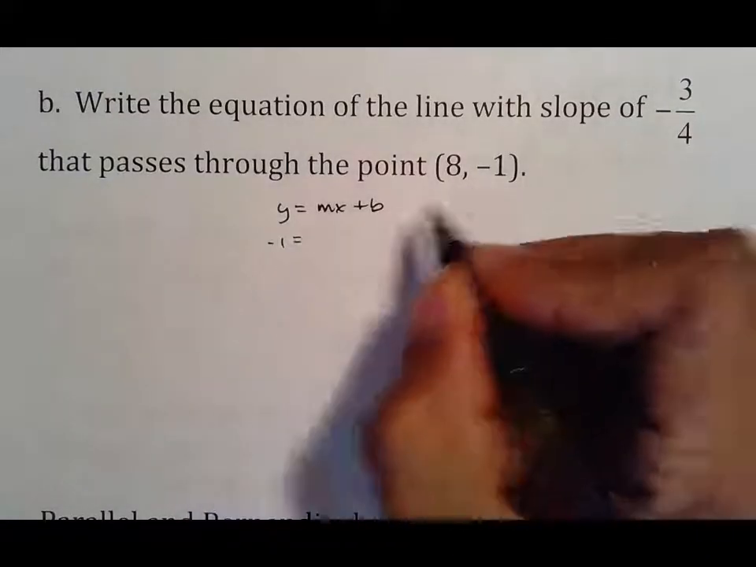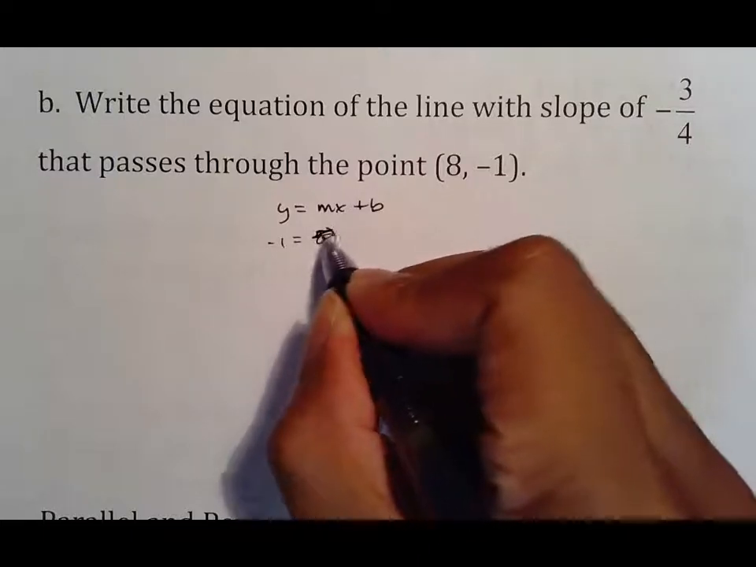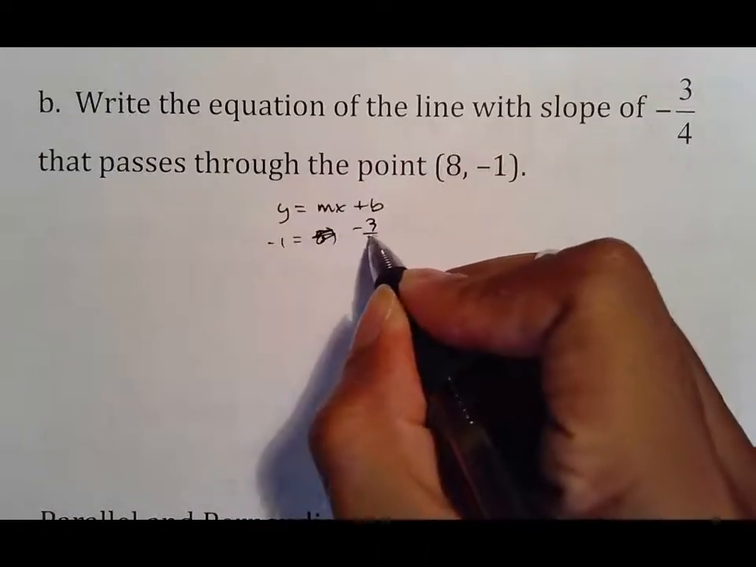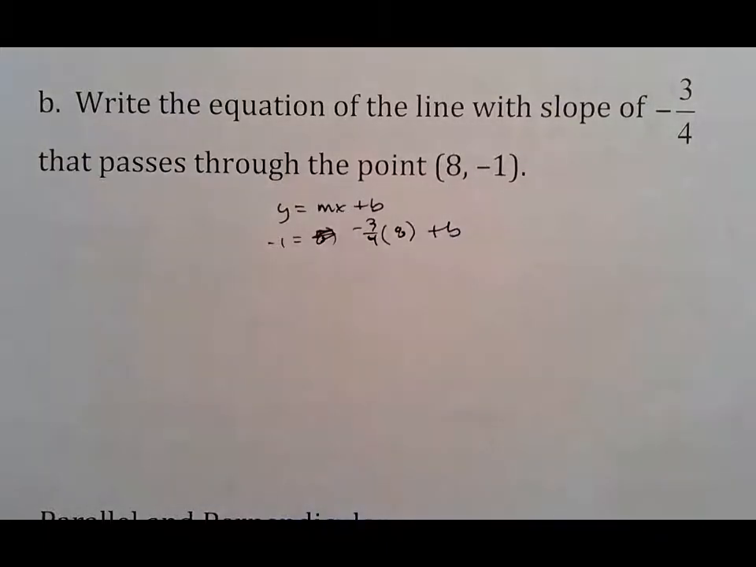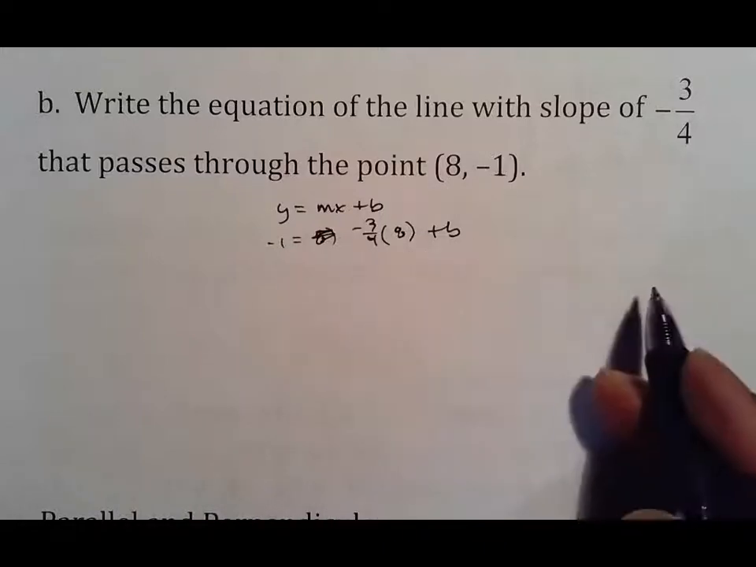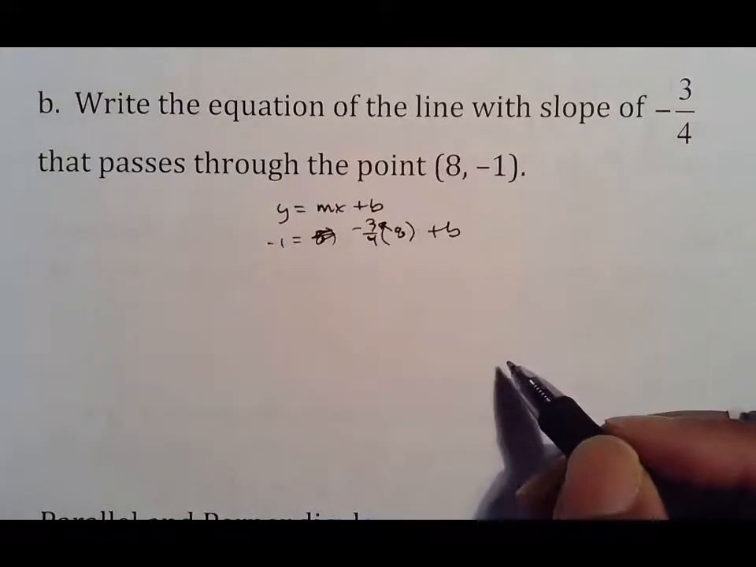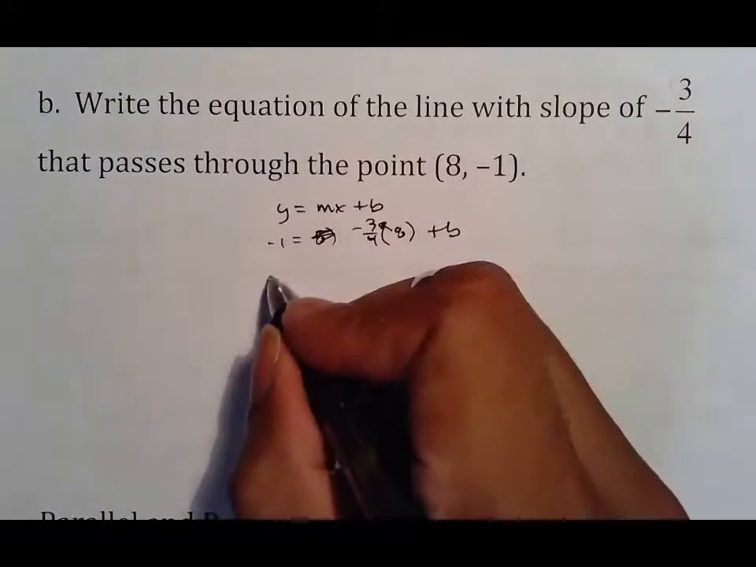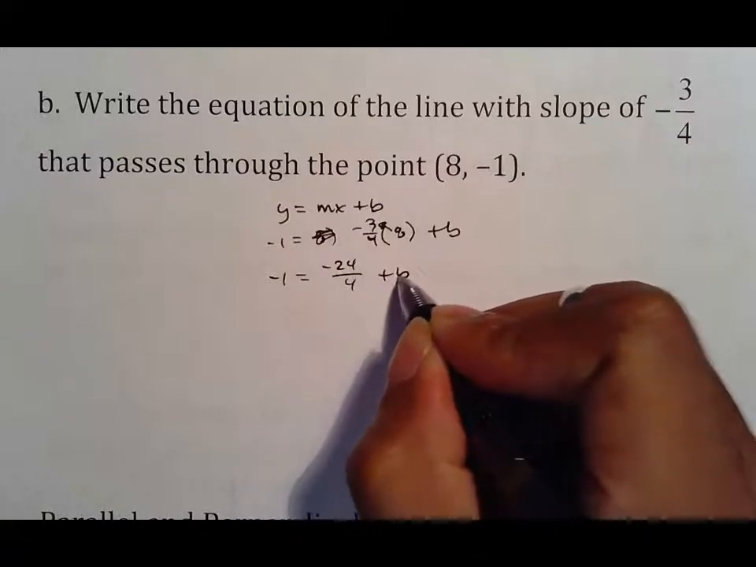Negative 1 is y. 8 is my m. I'm sorry. Negative 3/4 is my m. 8 is my x. Plus b. So negative 1 equals negative 3/4 times 8 plus b. I think we learned last time that whenever you multiply a whole number times a fraction, you multiply it to the top. So negative 1 equals negative 24 over 4 plus b.